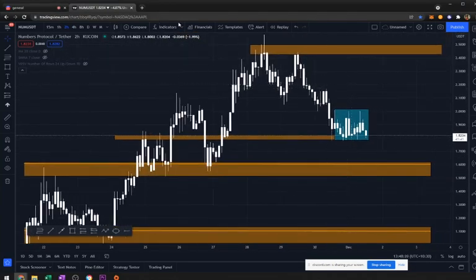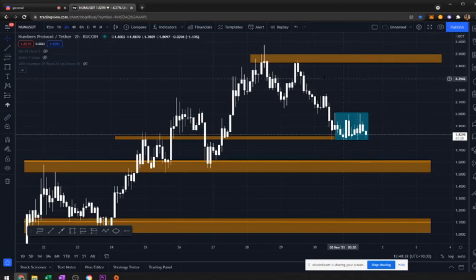In this case, I will use a tool to find where the volume is, because for price to move, it needs to find volume. If there's no buyers, how is price going to move up? It needs buyers to rise, and it needs sellers to drop. So how do you find this? I use this tool here, the fixed range tool.